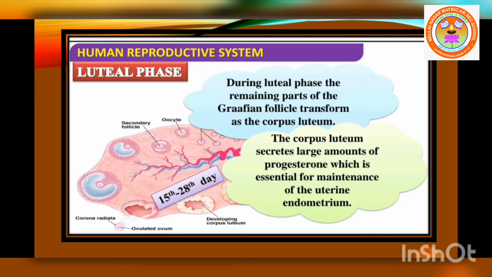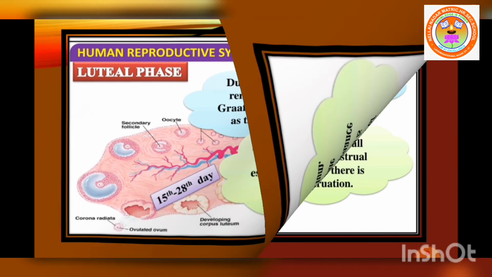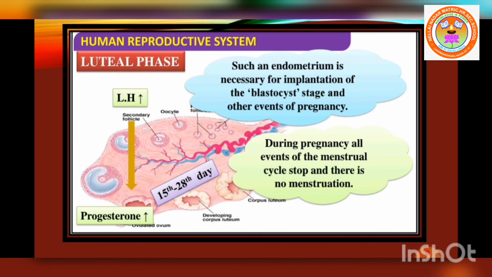During the luteal phase, the remaining part of the Graafian follicle is transformed into a transitory endocrine gland called corpus luteum. The corpus luteum secretes large amounts of progesterone, which is essential for the maintenance of the endometrium. If fertilization takes place, it paves the way for the implantation of the fertilized ovum. The uterine wall secretes nutritious fluid in the uterus for the fetus. So, this phase is also called the secretory phase.